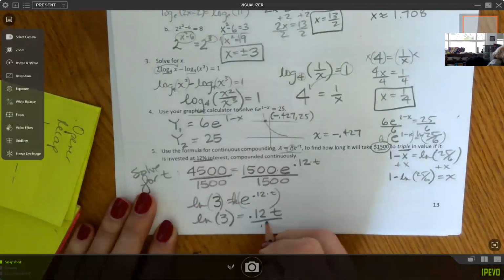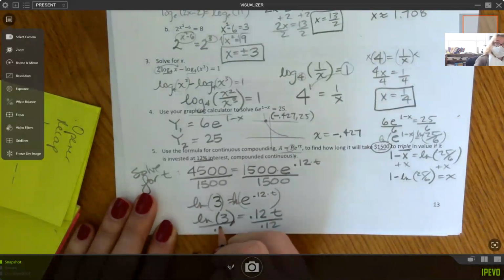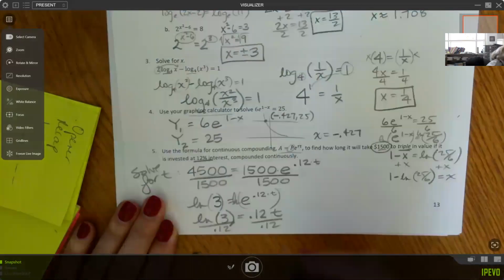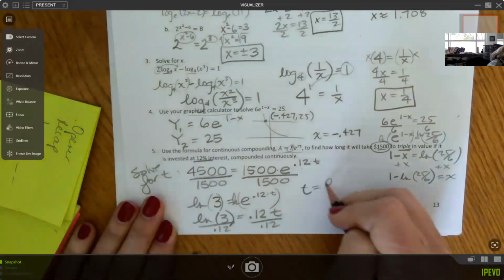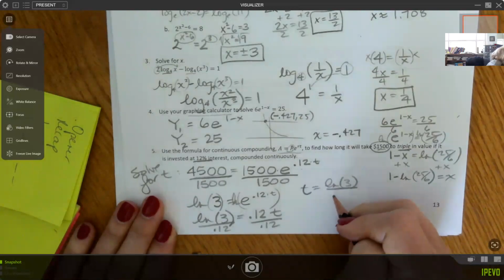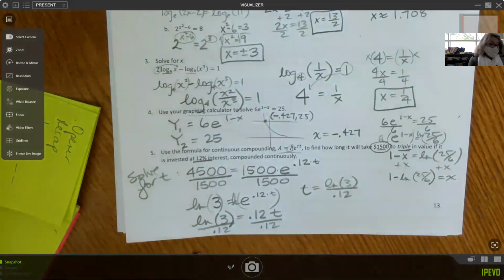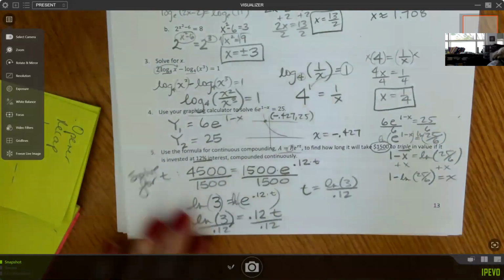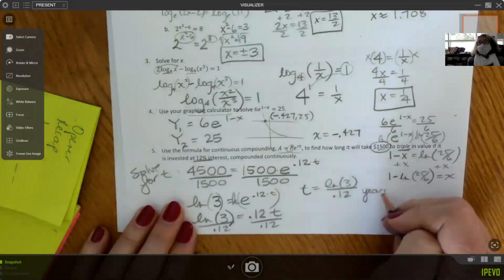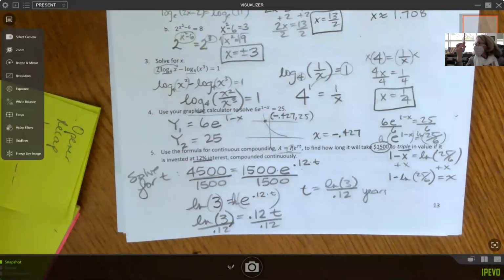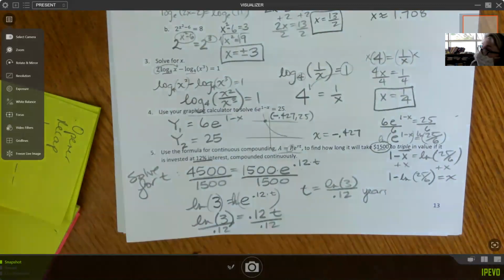So I divide both sides by 0.12. So my time, so like if you were doing a no calculator assessment on this, you would stop there, right? Because luckily, we are able to use our calculator and change that.